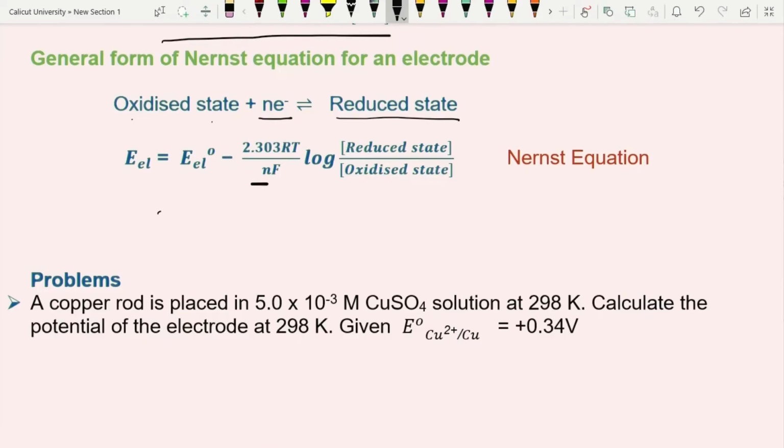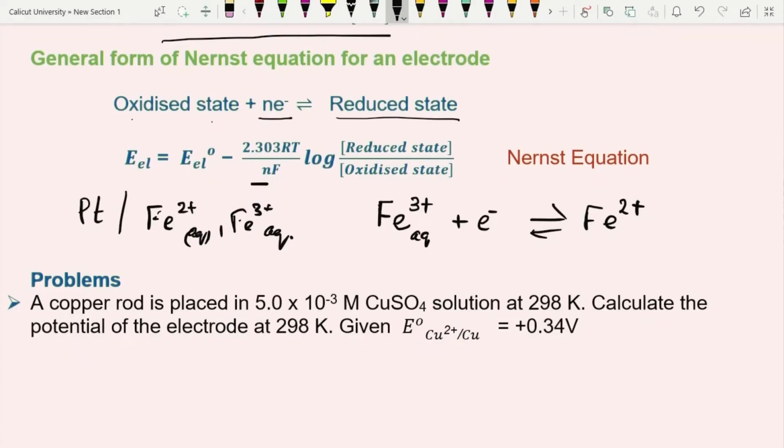For example, if I am taking an electrode reaction that is a redox electrode, as we talked about in the last class, that is platinum dipped in a solution of Fe2 plus aqueous, comma Fe3 plus aqueous. Now, the electrode reaction will be: identify the oxidized state, that is Fe3 plus, which takes up 1 electron to give Fe2 plus. So, this is the electrode reaction where Fe3 plus and Fe2 plus are in aqueous solutions.